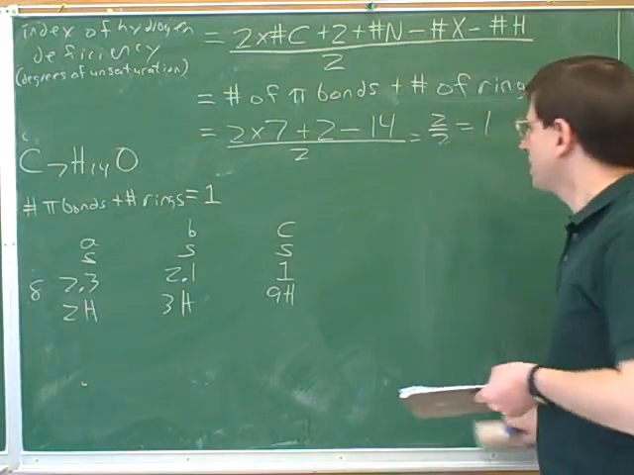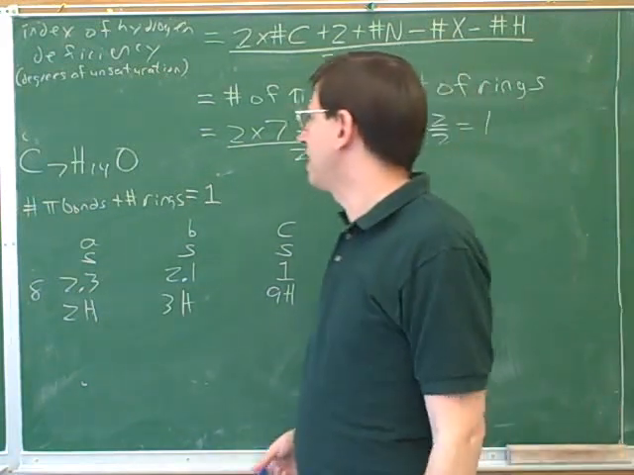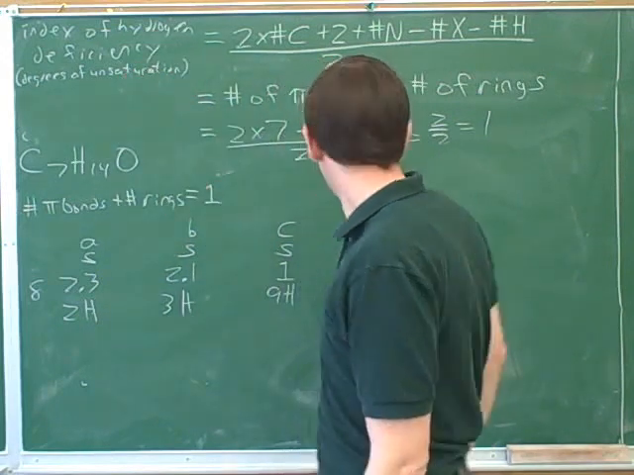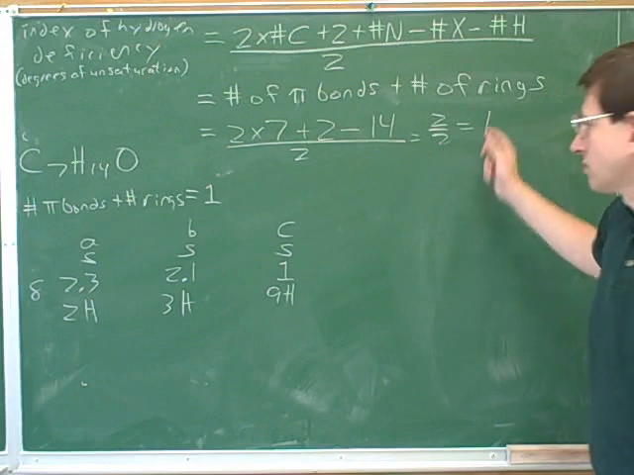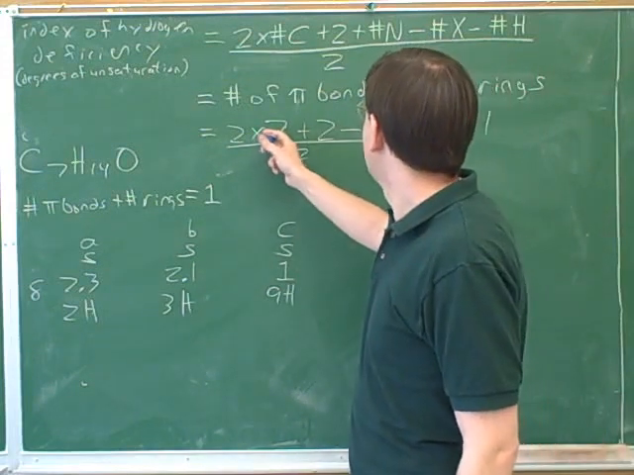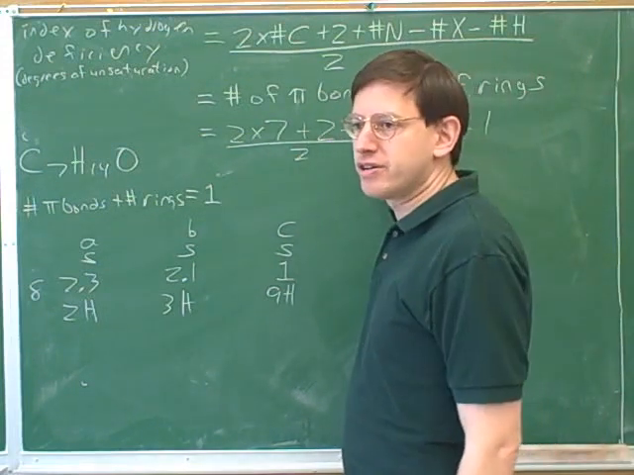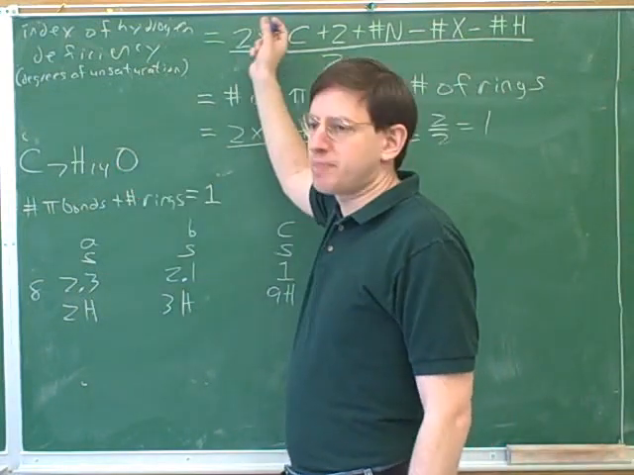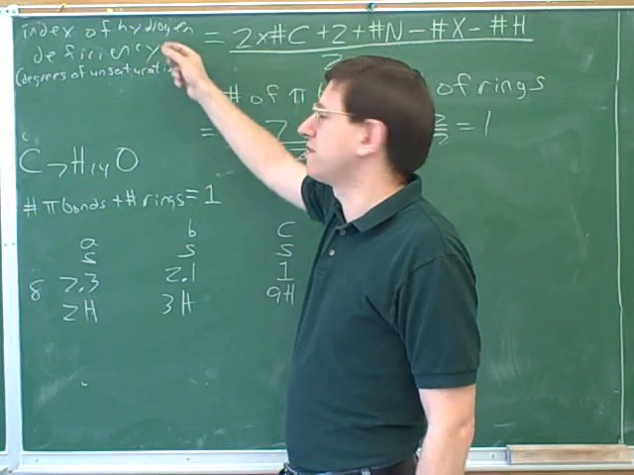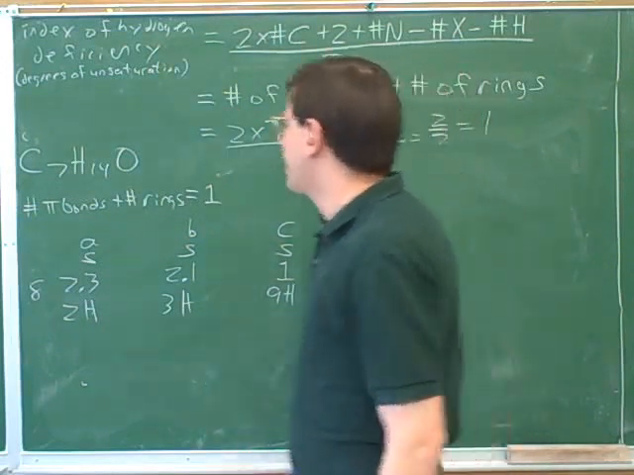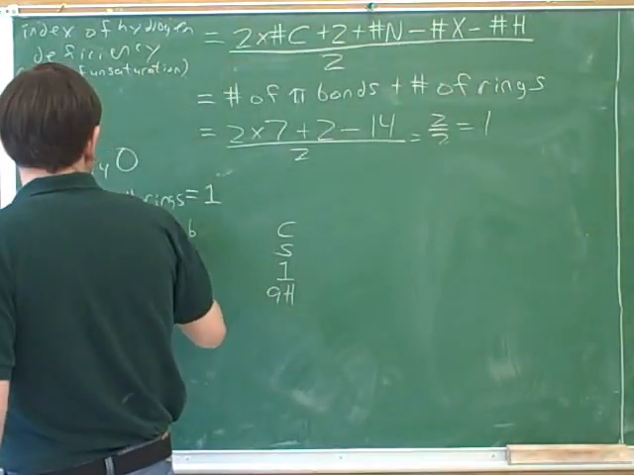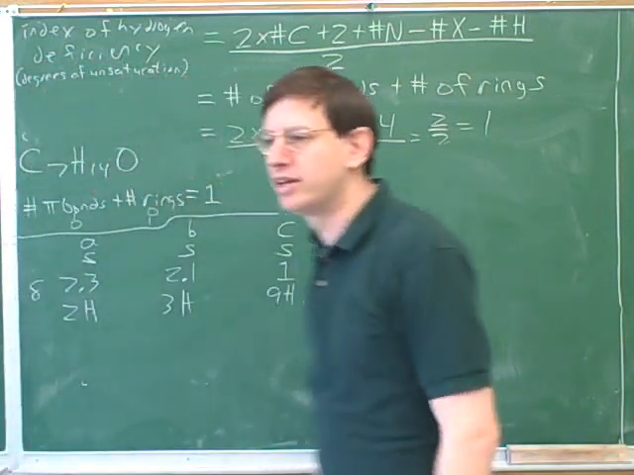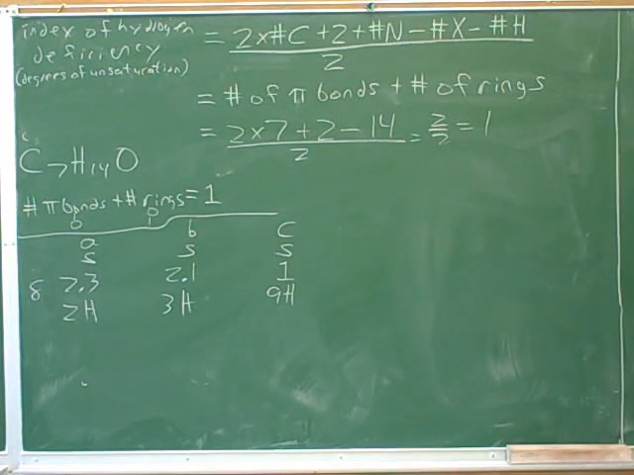You got off to a good start here because you remembered to find the index of hydrogen deficiency, also called the degrees of unsaturation. Again, we got an answer of 1 because the number of carbons was 7, and then we had to subtract the number of hydrogens. There were no nitrogens or halogens. Remember again that the number of oxygens does not appear in this formula, so oxygens don't affect our degrees of unsaturation. We know then that there's either 1 pi bond and 0 rings, or 0 pi bonds and 1 ring. We'll have to decide which of those it is.